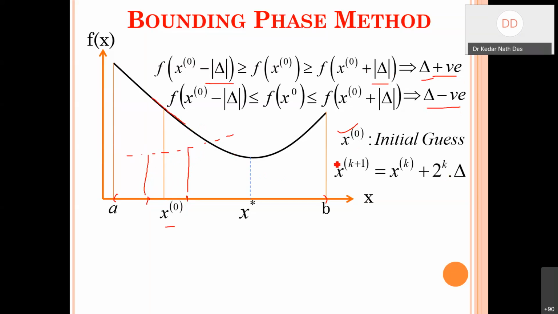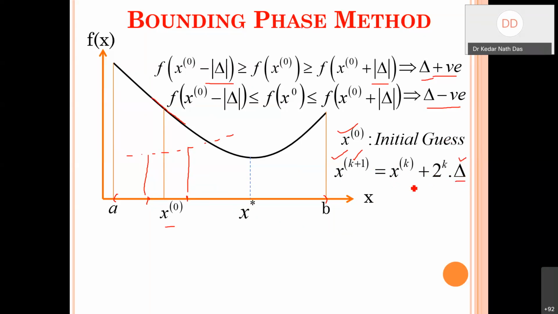So in the next iteration, while I am calculating the next x, that is x1, we have to keep the value of k fixed at 0. So if k equals 0, then in the next iteration we have the value of x1 equal to x0 plus 2 power 0 into delta. So after finding this delta value positive or negative, we have to move towards the right or left. And once the delta is fixed, then we go for 2 power 0, that is 1 into delta. That means to x0, we are just adding the delta value.